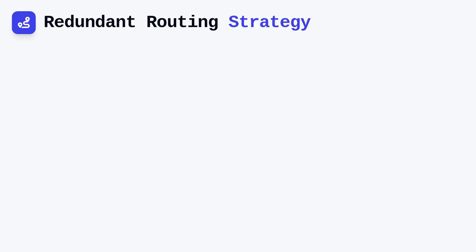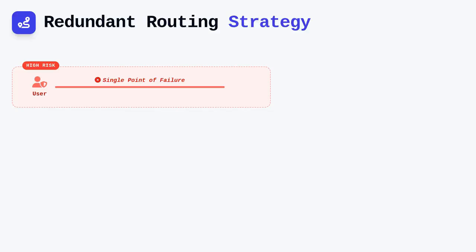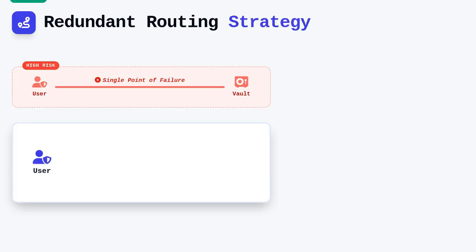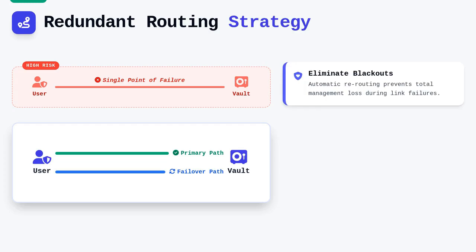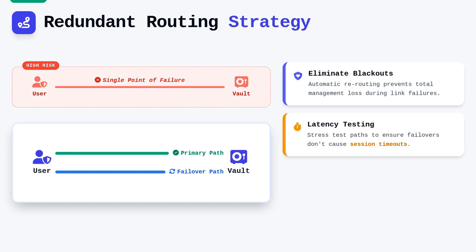Finally, we must address the strategy of implementing redundant routing for our critical privileged access management infrastructure. Relying on a single path to the vault is a significant risk, particularly in high availability setups, where the failure of a single router or switch shouldn't result in a total management blackout. By implementing redundant routing, we create layers of failover capability that allow traffic to automatically reroute in the event of an infrastructure link failure. However, you must test these paths under load to ensure that the rerouting does not introduce latency spikes that could cause the vault to time out a waiting session.